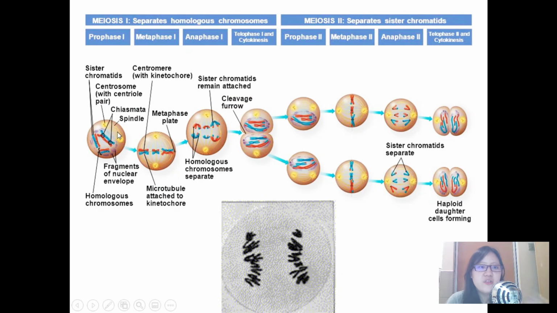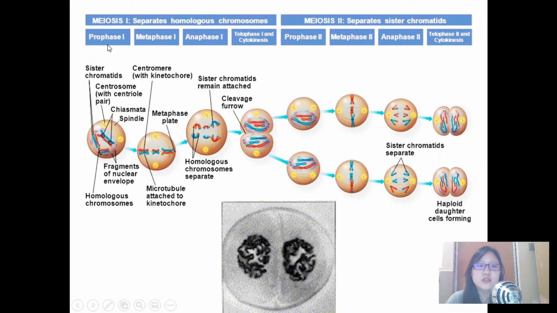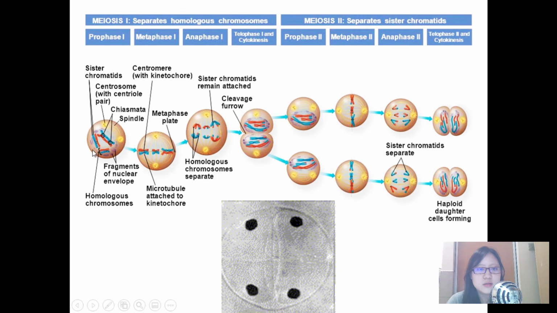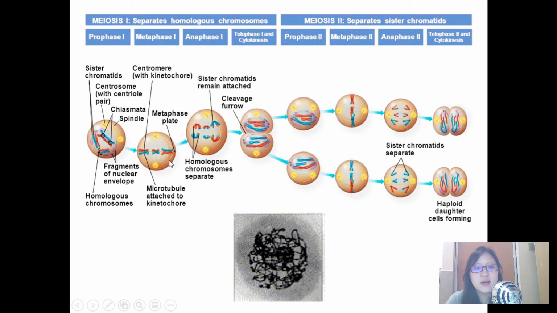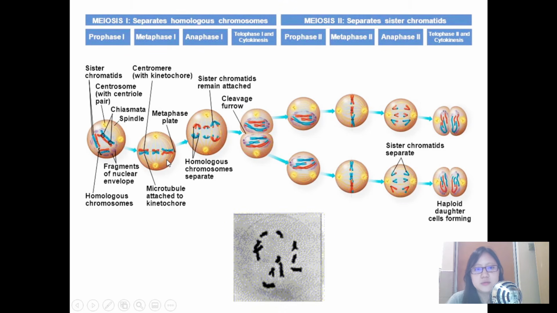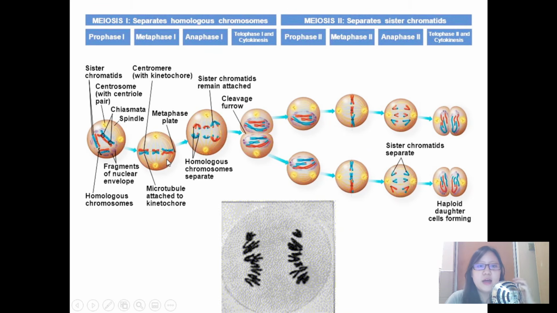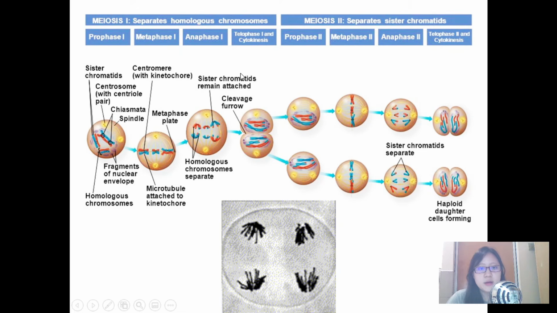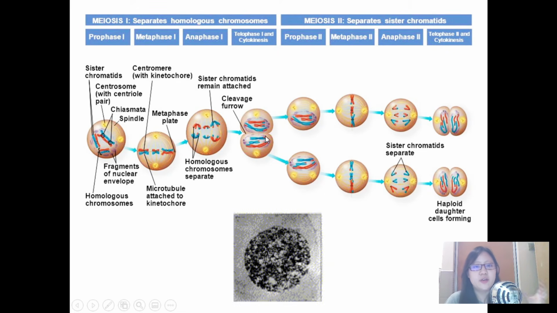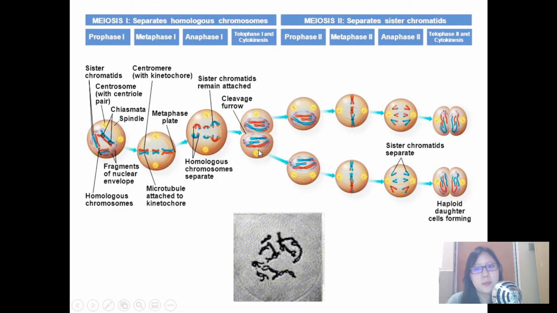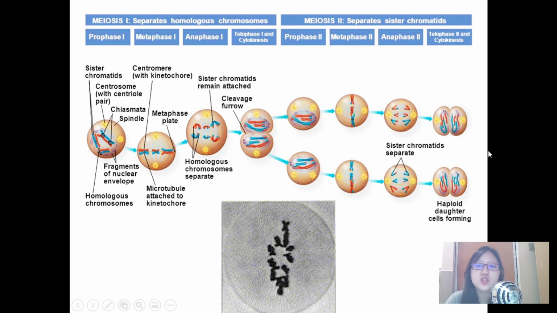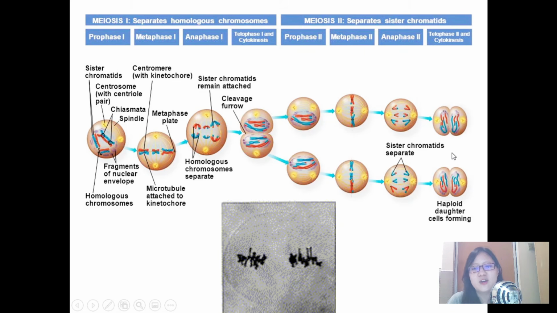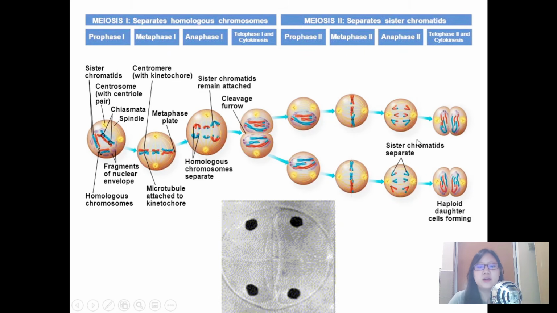Just a brief overview: prophase I, special things happen, synapsis and crossing over occurs, and in metaphase I, the chromosomes line up in pairs. Now, in anaphase I, those homologous chromosomes separate, and then telophase I happens and interkinesis happens. The rest of meiosis II is just like mitosis. So just a little bit more extra compared to what you have learned in mitosis.